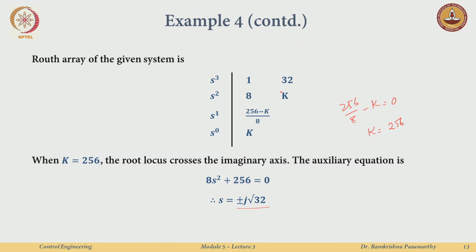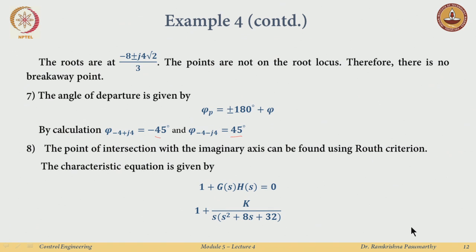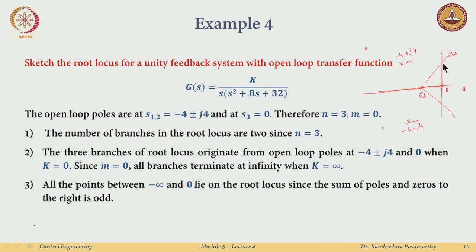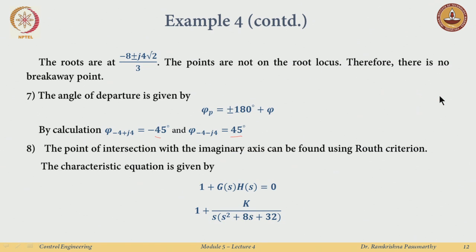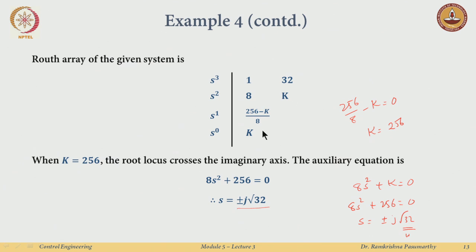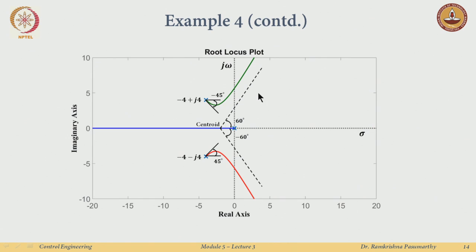Okay. Now, let us see how the auxiliary equation looks like. So, I have 8s^2 + K equal to 0 or 8s^2 + 256 equal to 0, which gives me s equal to plus minus j square root of 32, and this is the value of omega where it will cross the imaginary axis. So, this will be somewhere here, square root of 32 in the positive direction, square root of 32 in the negative direction, right. So, this gives me a lot of information now that there are no breakaway points, the root locus will actually cross the imaginary axis and it will actually do it this way, right.